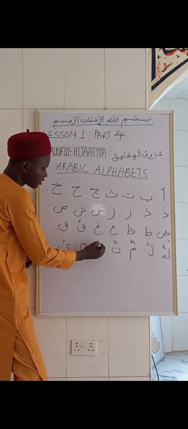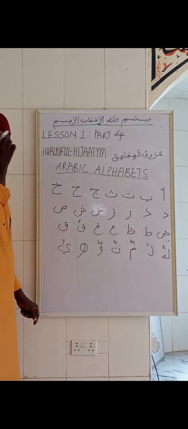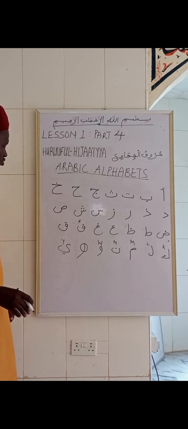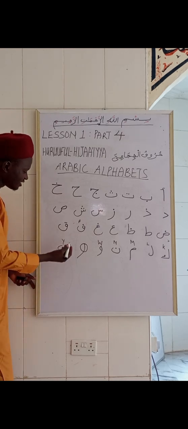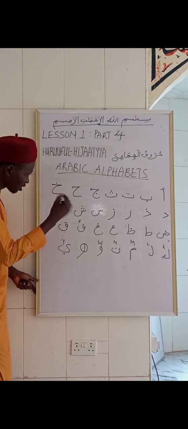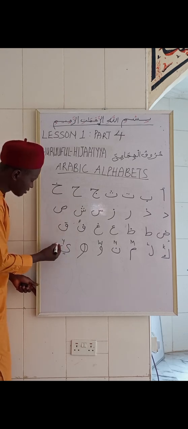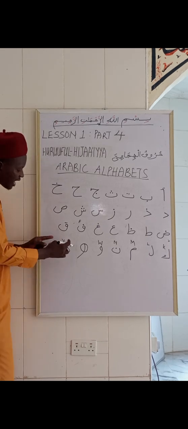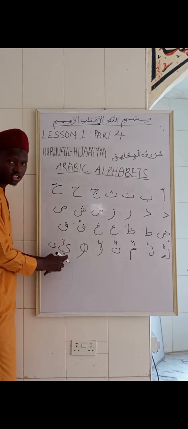Waw is equivalent to, let's say, W in the English alphabet. Is that understood? But at times Ya is written in other forms. We are going to come and look. At times they just write it like this without putting any dot. But Ya used to have two dots beneath.